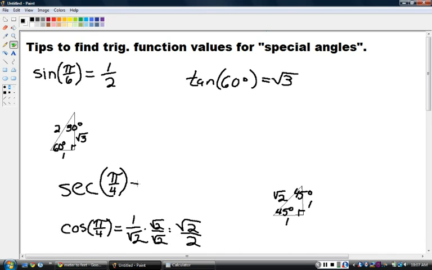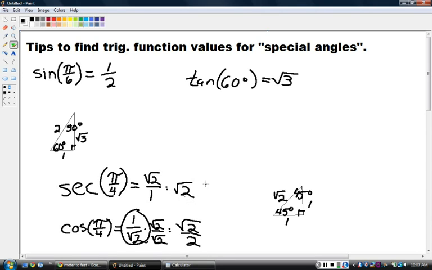So the secant, which is what I was asked for originally, is the reciprocal of that, the reciprocal of root 2 over 2. Or if you start with our first answer for cosine, the reciprocal of 1 over root 2 would be root 2 over 1, right, which is root 2.